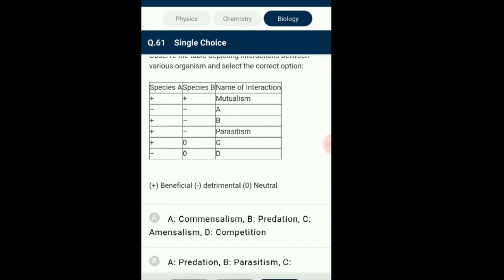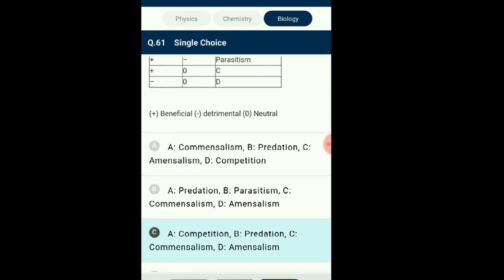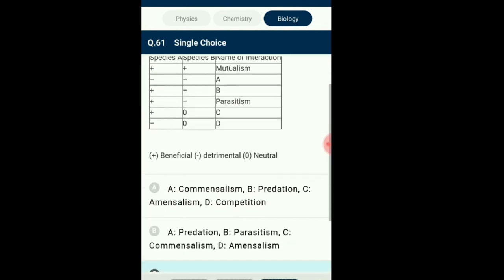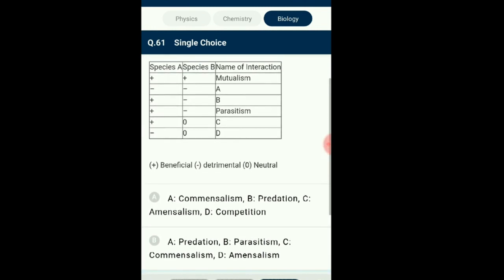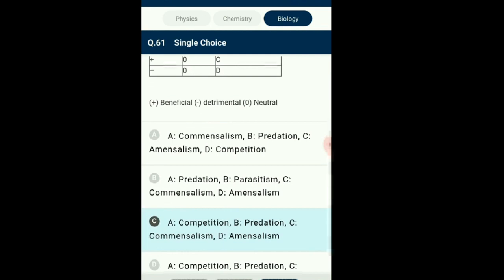So the answer for this question is option C. From the given tabular column, A represents competition, B predation, C commensalism, D amensalism. So the correctly matching option is C.